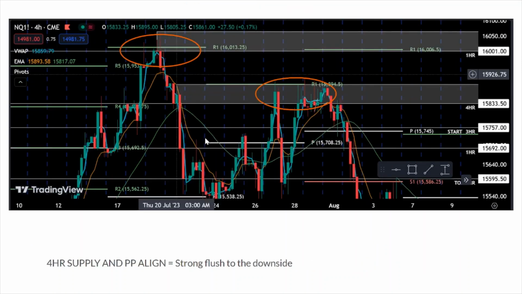Now, this is the best part: when, as I mentioned, supply and demand zones align perfectly with your pivot points, how strong they can be. Now, this is the 4-hour time frame. We're going to use the supply zones as our examples. But for this first example right here, you can see our pivot point R1 at 16,013. I'm going to just say 16,000 for the sake of the video, make it nice and easy.